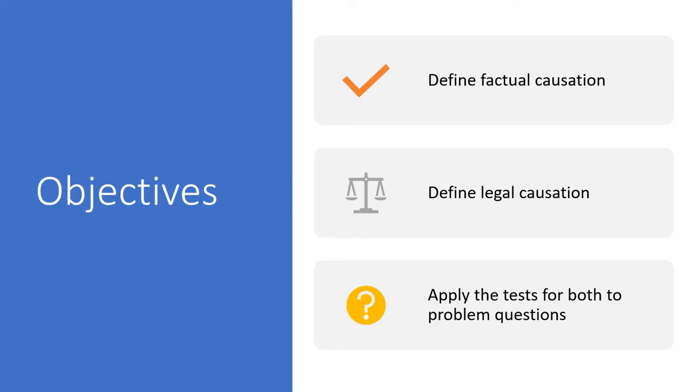So the objectives of this video: we're going to be able to define factual causation, we're going to be able to define legal causation, and of course the outcome for you is to be able to apply the test to problem questions for both of these. Now both are necessary for a claim in negligence.